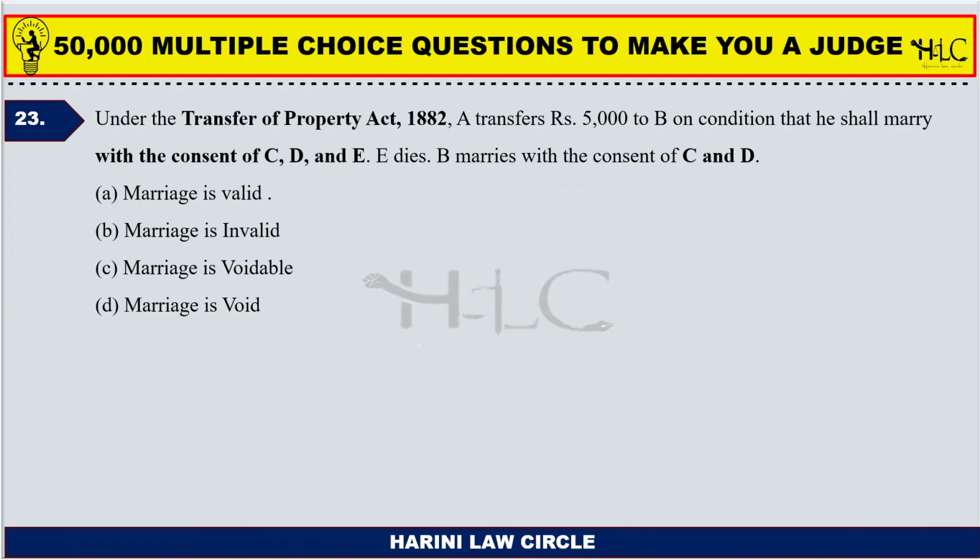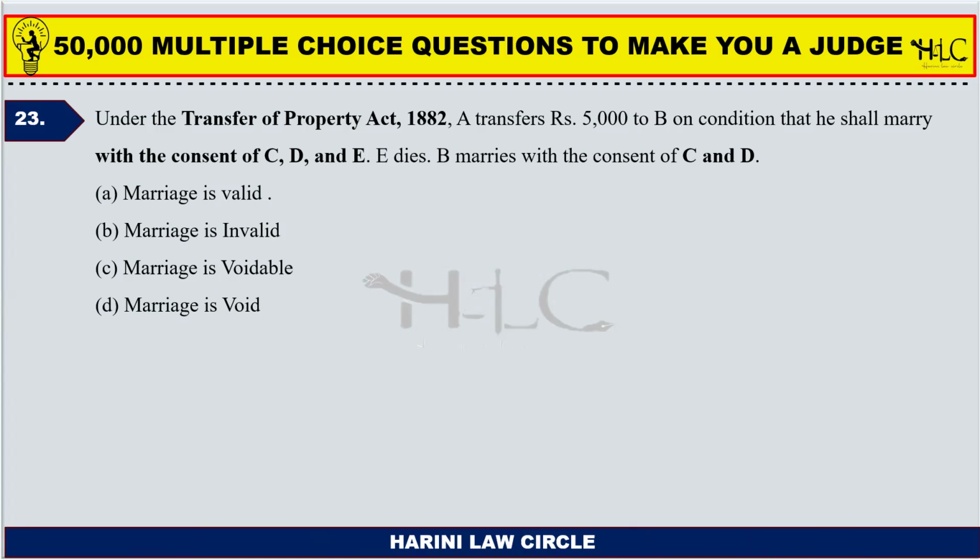Under the Transfer of Property Act 1882, A transfers rupees 5,000 to B on a condition that he shall marry with the consent of C, D, and E. Then E dies, B marries with the consent of C and D. Is the marriage valid, invalid, voidable, or void? So your correct answer is valid.